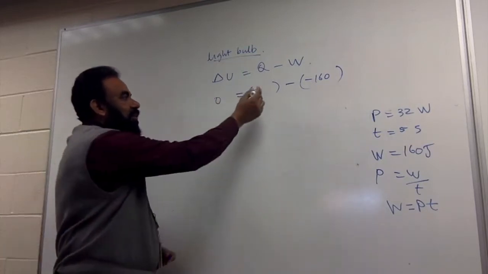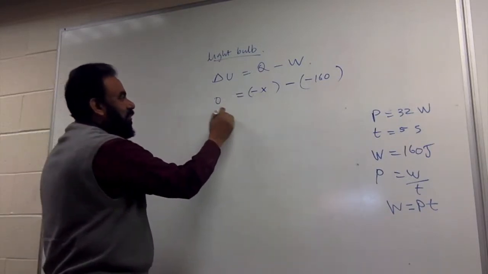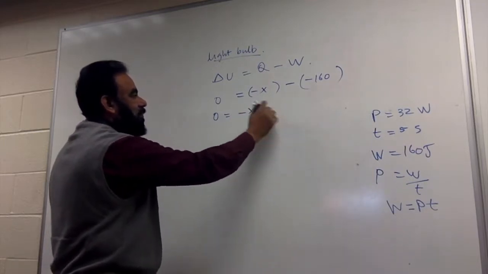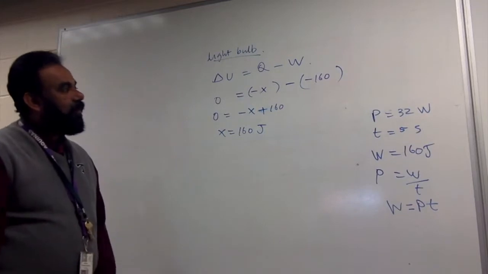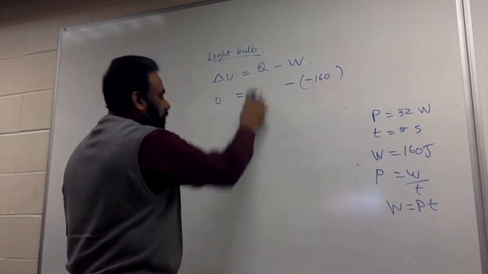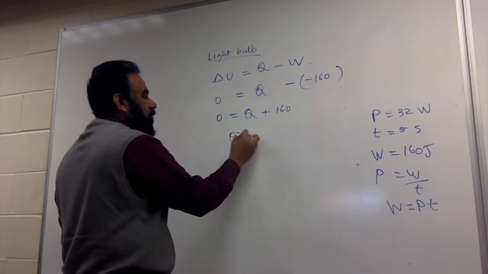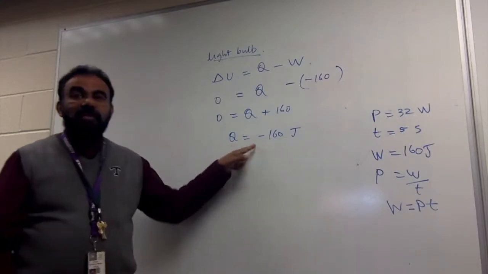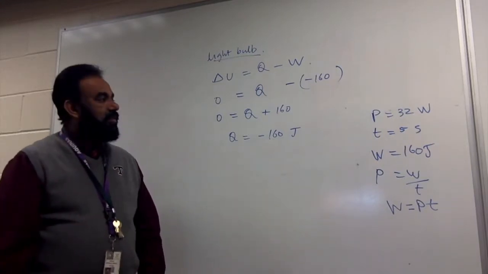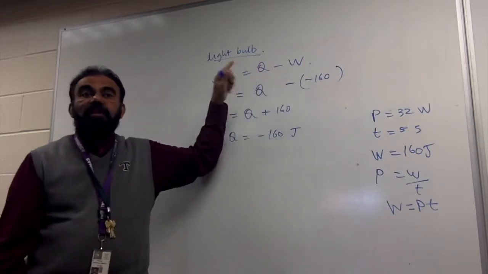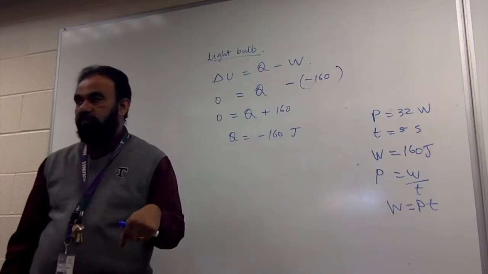Now if I say this is X, can you tell me what that is? If you solve this, you get minus X, and X is 160. Or if you want to just find Q as an unknown, what happens here? 0 is equal to Q plus 160. So what is Q? What does a minus sign for Q tell us? That heat and light is coming out. You're not supplying it. It is coming out. So you're applying the first law of thermodynamics to the light bulb. That is why this is 0, that is Q, and that is a negative quantity, because work is being done on the system. So you try to understand those things.